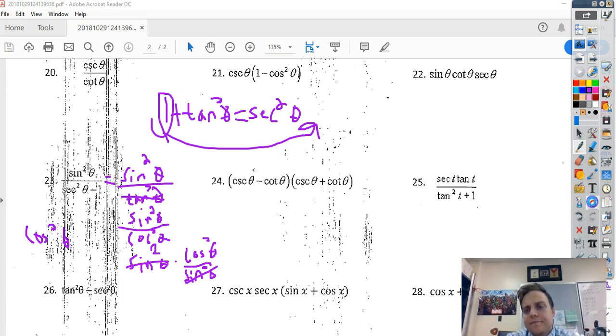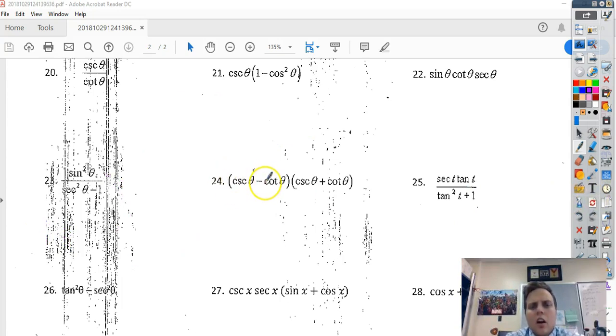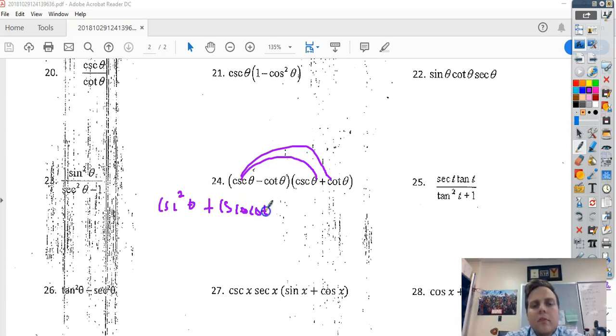Okay, moving on. Problem 24. Alright, there's no Pythagorean identities going on yet. So the next thing I'm going to do is distribute cosecant times cosecant. That becomes cosecant squared theta. And then I do cosecant times cotangent. So that just becomes cosecant theta cotangent theta. Then I do negative cotangent times cosecant, so I get negative cotangent theta cosecant theta.